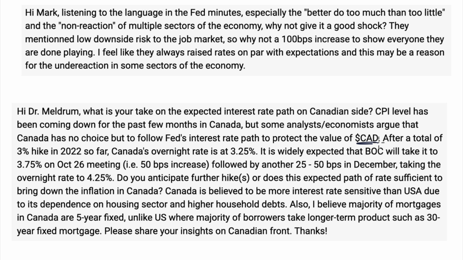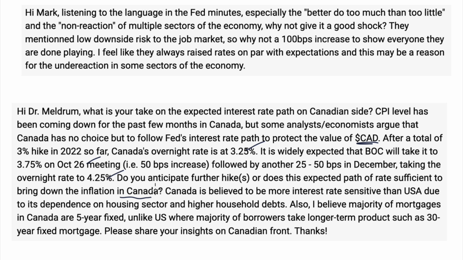After a total of 3% in hikes in 2022 so far, Canada's overnight rate is at 3.25, correct? It is widely expected the BOC will take it to 3.75 next week, followed by another 25 to 50 in December, taking the overnight to 4.25. I think that's consensus. Do you anticipate further hikes, or is this expected path of rates sufficient to bring down inflation in Canada?